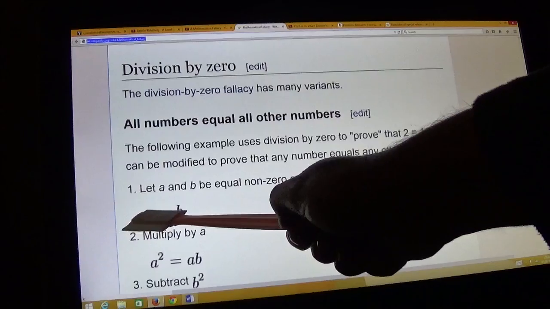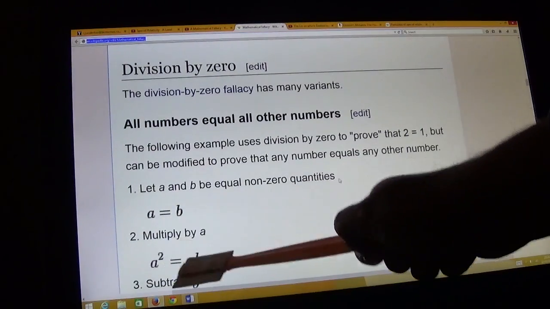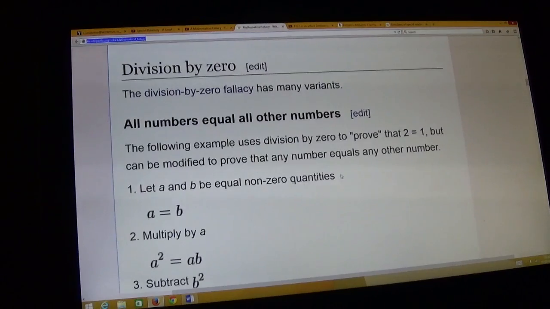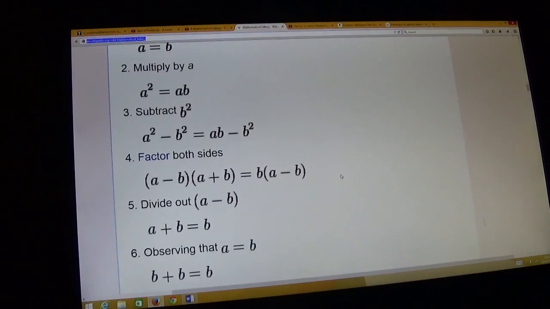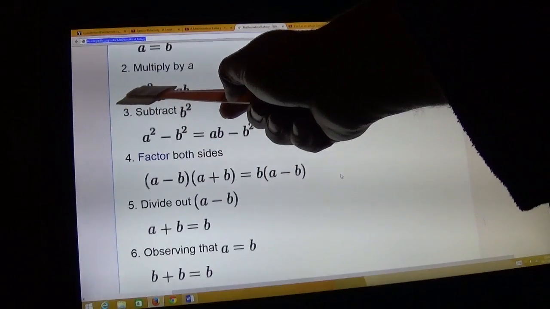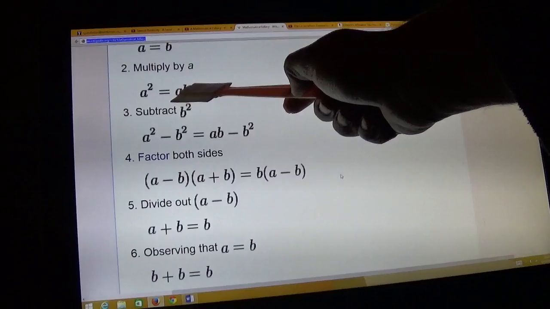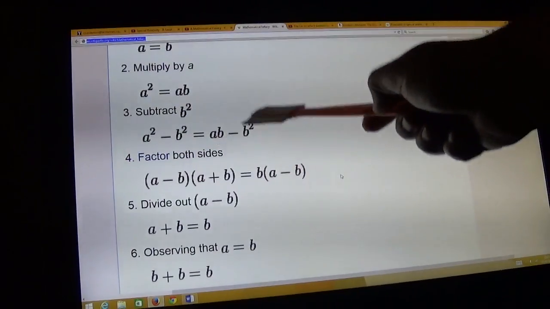Next step is to multiply by A. So you multiply A times A, get A squared. Multiply B by A, get AB. Next step is to subtract B squared from both sides. Subtract B squared from there and B squared from there. So you then get that equation.